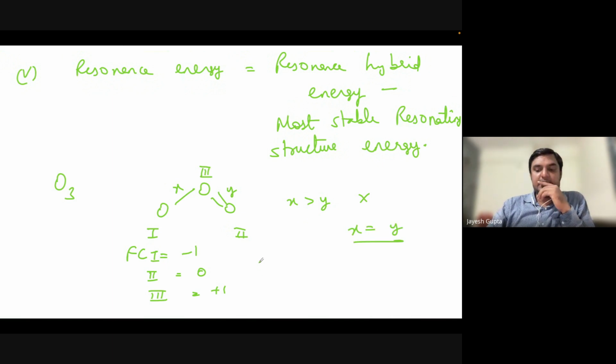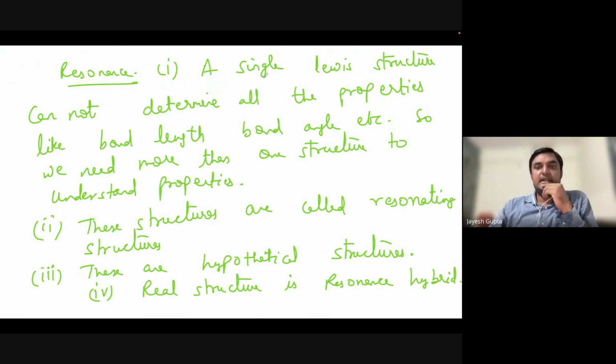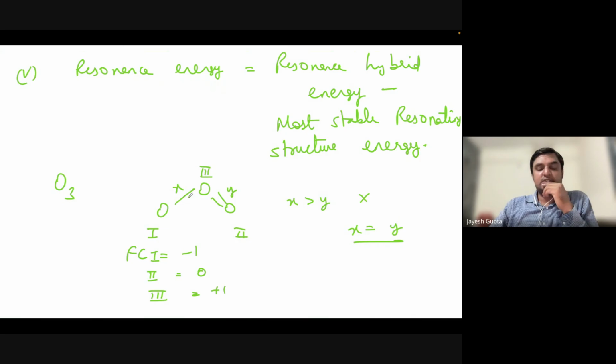So that's why the first point written says that a single Lewis structure cannot determine all the properties, like bond length, bond angle, etc. If you draw only a single Lewis structure, it cannot give you the entire information that x is equal to y. According to it, x should be greater than y, but that is wrong. x should be equal to y. So that's why we need more than one Lewis dot structure, which is known as a resonating structure.